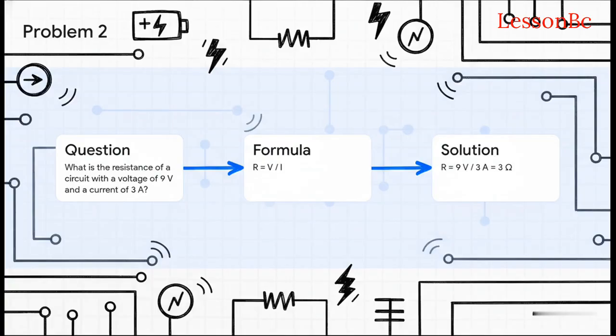Okay, problem number 2. You've got a circuit with a 9-volt battery, and you measure a current of 3 amps. So what's the resistance? This one calls for Ohm's law, right? We need to rearrange it to find R. So R equals V divided by I. We plug in 9 volts for V, 3 amps for I. 9 divided by 3 is 3 ohms. You're getting the hang of this.